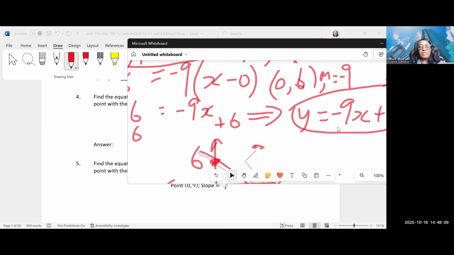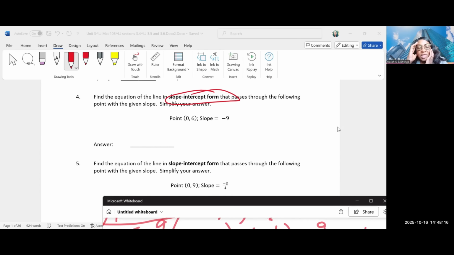So number 5, let's see what number 5 is talking about. The same kind of question. Find the equation of the line in slope-intercept form that passes through the following points with the given slope. Simplify your answer. So we have almost the same kind, but we have to do a lot of examples. And we're not in a hurry to finish, so we can do as many of them as possible.